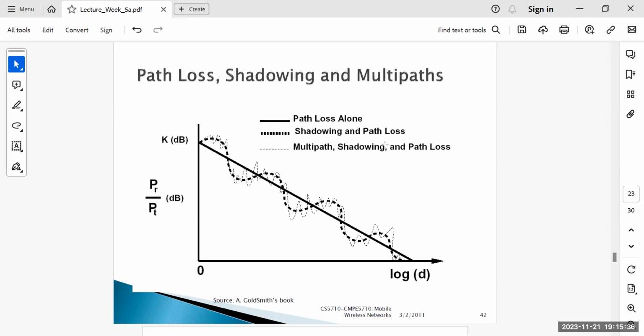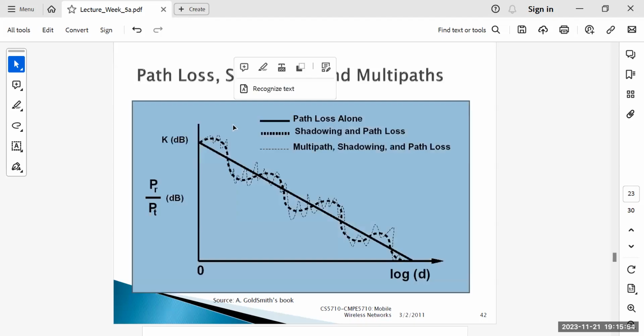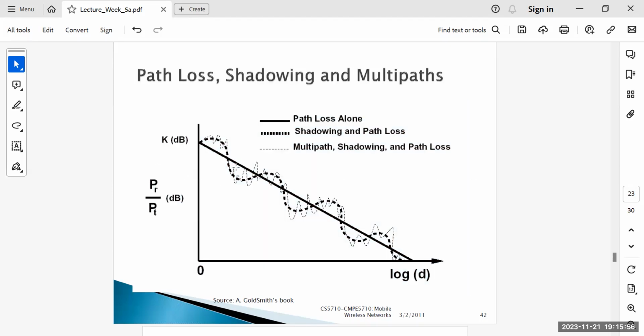But if the path loss is also accompanied with shadowing, that is, you're going away from the transmitter, but also there is a case of shadowing, then this line would not be straight. That would not be a completely linear line. It can go up and down.